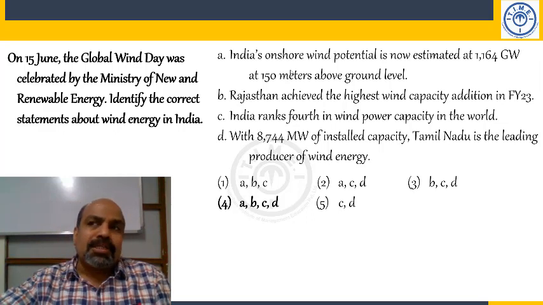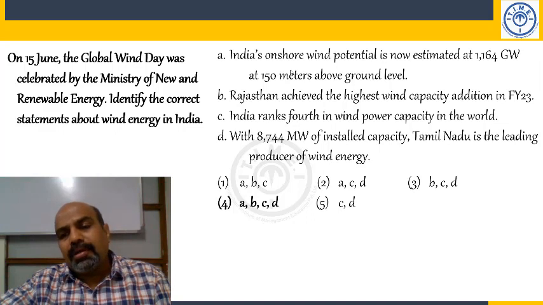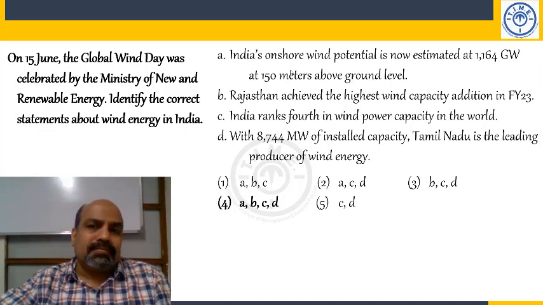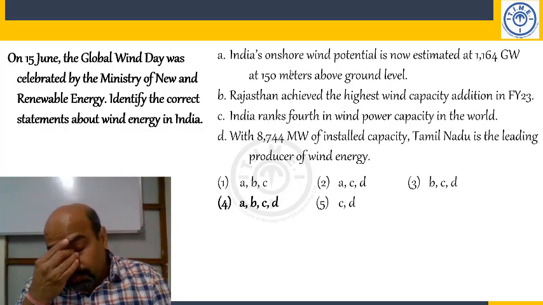Okay. Now, who is the Union Minister for New and Renewable Energy? It is Raj Kumar Singh. You could write the name. Raj Kumar Singh, the Union Minister of New and Renewable Energy. You could also write one more ministry in his portfolio, that is the Ministry of Power.